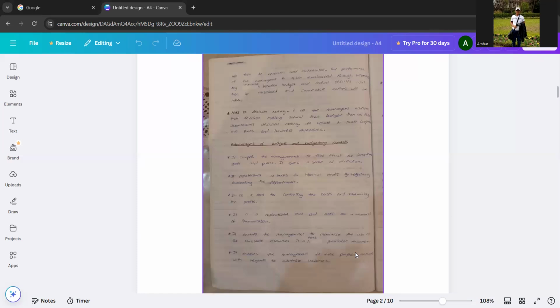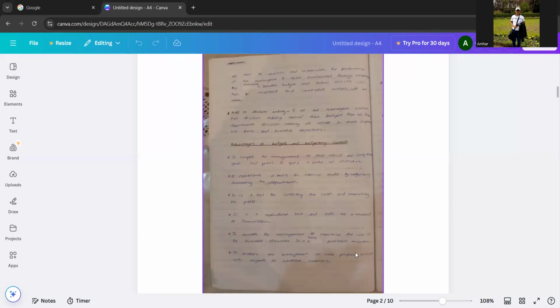Okay, now look at the advantages. Advantages and disadvantages are important for you to write theory answers. So we'll look at the advantages of budgets and budgetary control. First one is it compels the management to think about the long-term goals and plans. It gives a sense of direction. So budgets will encourage the management to think about the long-term goals and plans, and it gives a sense of direction. So they can focus on where the business will be in the next 5 years. So budgets will help a business in all that.